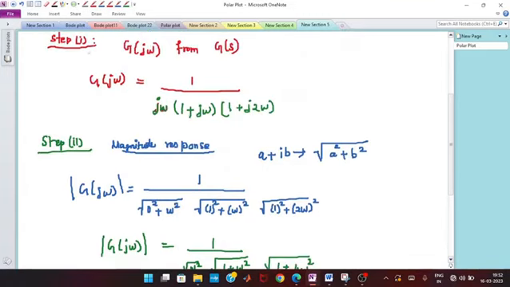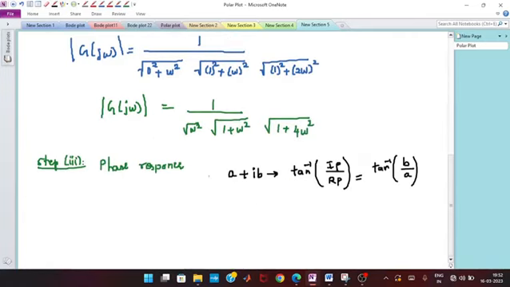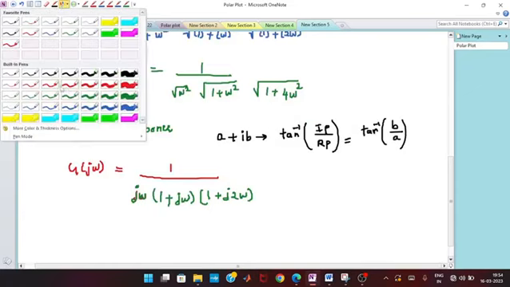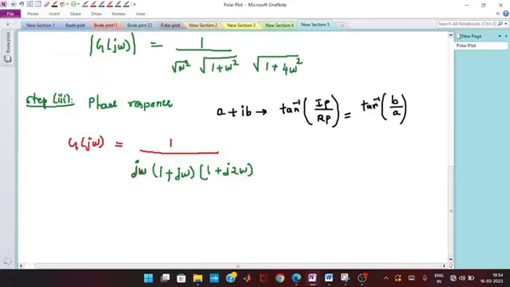Now we know that G(j omega) equals 1 divided by j omega into (1 + j omega) into (1 + j 2 omega), which we calculated previously. For finding the angle, we use this formula. So the phase of G(j omega) will be: for j omega, tan inverse of the imaginary part, omega, divided by the real part, which is not there, so 0. Now for 1 + j omega, we are going to find this phase.